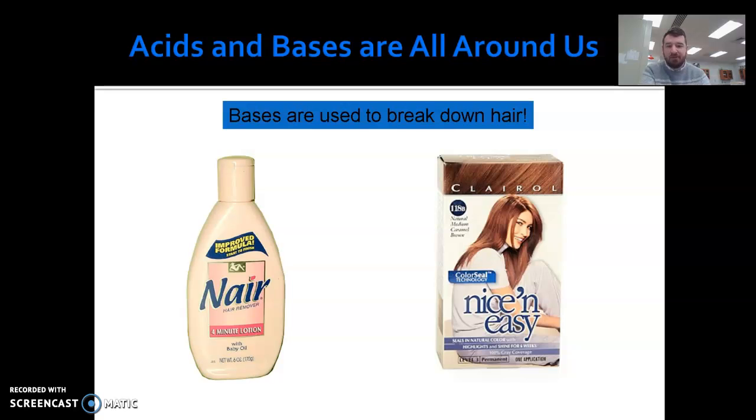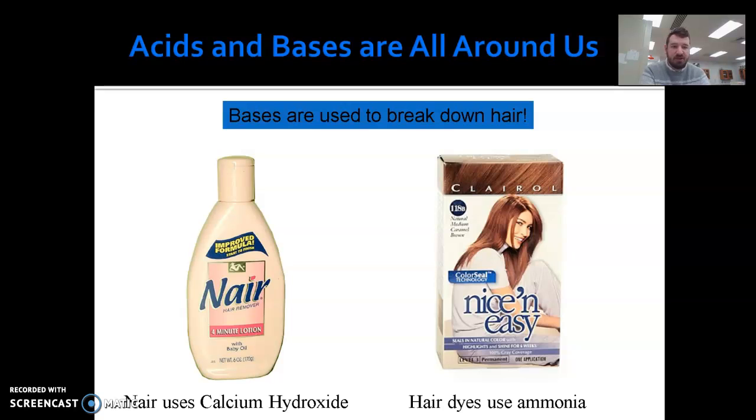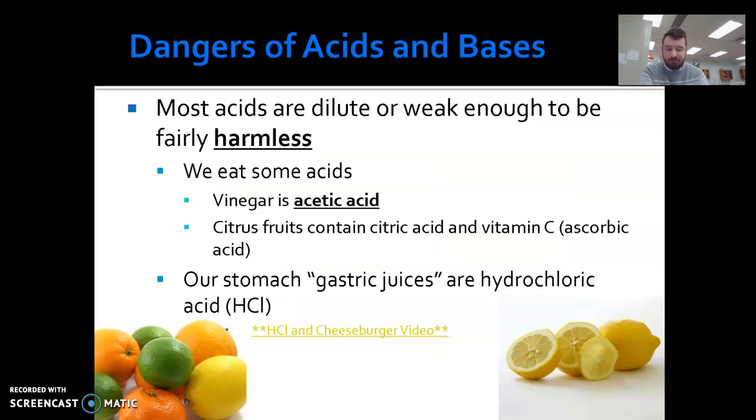Right? Nair, which is a thing that can make your hair dissolve right off your body, is an example of a base that is calcium hydroxide, while hair dyes use ammonia, which is another common base that we see around us. All right, so our notes will start right here with dangers of acids and bases.